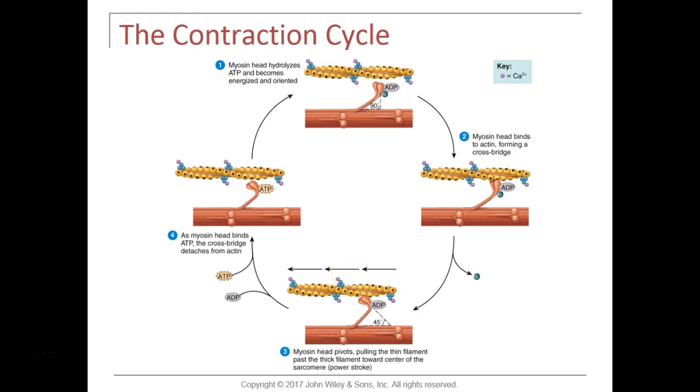In order to get the muscle to contract, we have what's called the contraction cycle. The contraction cycle is going to involve two things. We need calcium and we need ATP. So calcium is going to be the trigger for a contraction. We need that. You can't contract your muscle without it. And the calcium is represented on this graphic by this little purple dot.